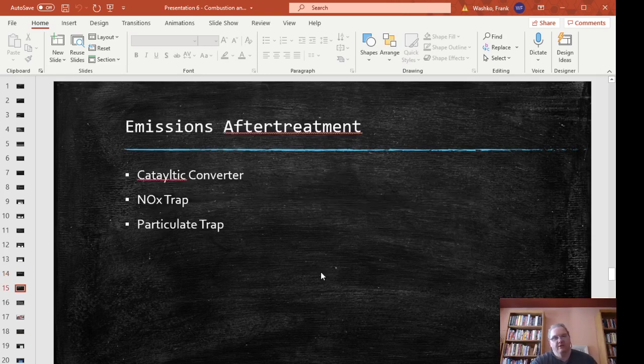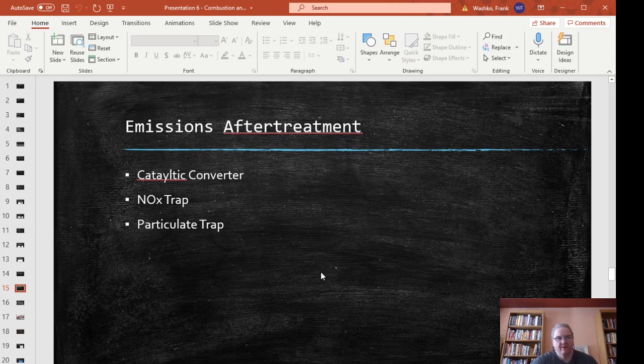That would be called emissions after treatment. And there are three things currently that companies do to deal with the exhaust. That's the catalytic converter, the NOx trap, and the particulate trap. The particulate trap is more of a diesel thing, so I'll touch on diesel emissions as well here.